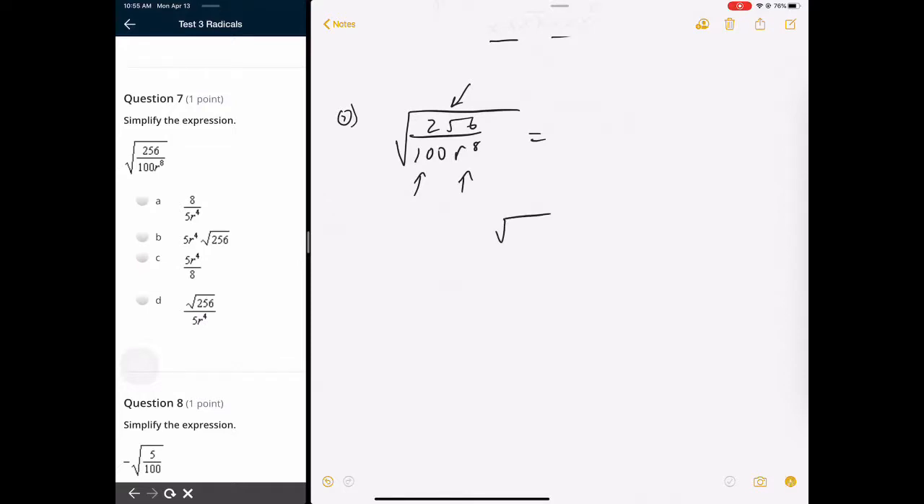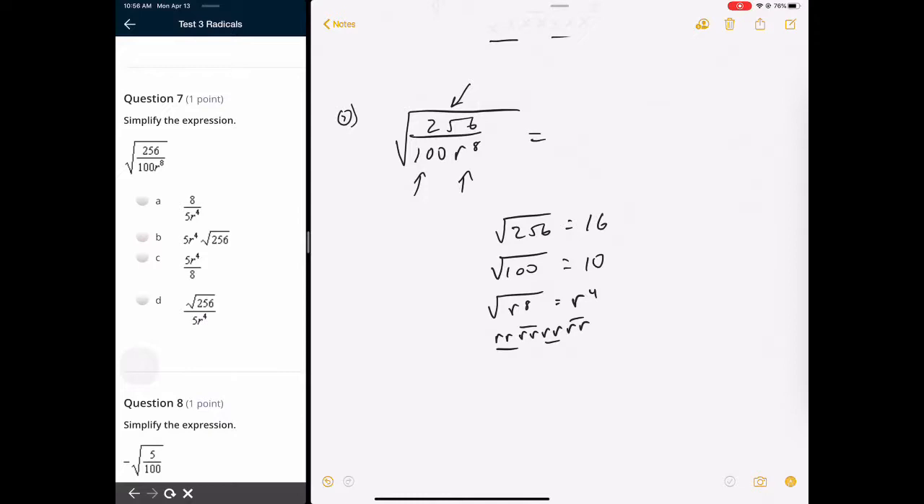Do I know what the square root of 256 is? Do I know what the square root of 100 is? Do I know what the square root of r to the 8 is? Well, the square root of 256 is going to be 16. 16 times 16 is 256. The square root of 100 is 10. And for the square root of r to the 8, 1, 2, 3, 4, 5, 6, 7, 8. Pair, pair, pair, pair. I actually have 4 pairs, r to the 4th.